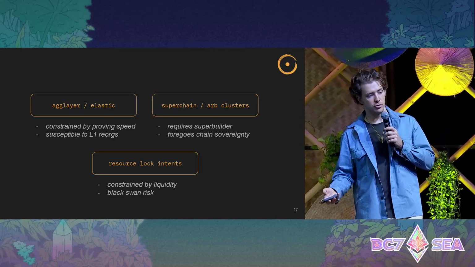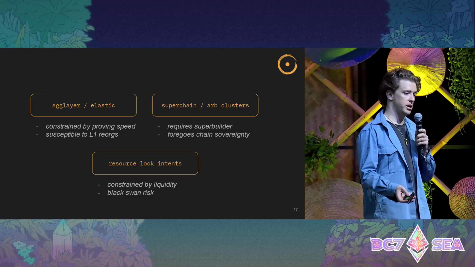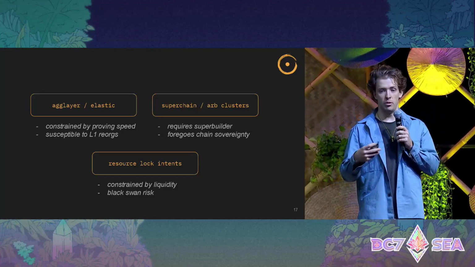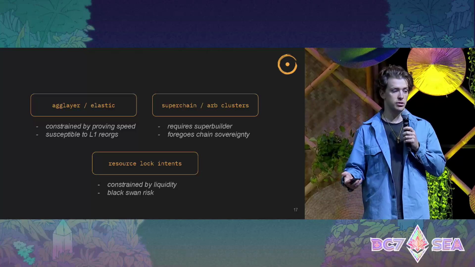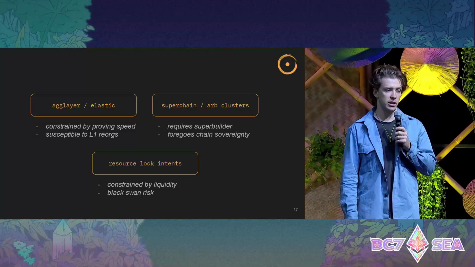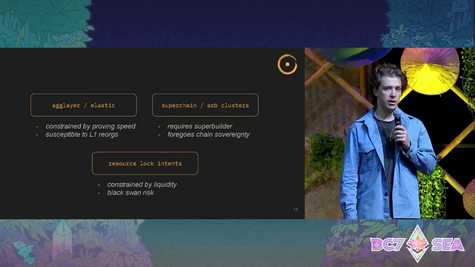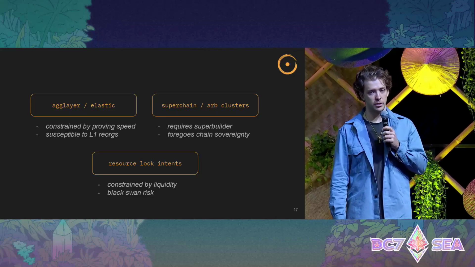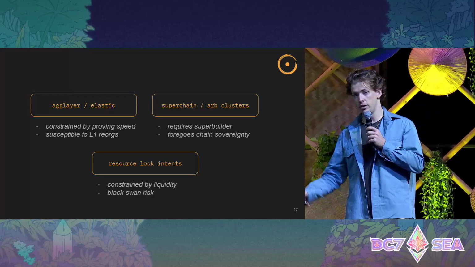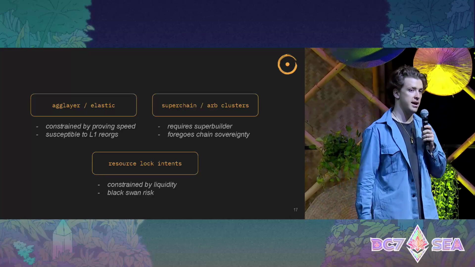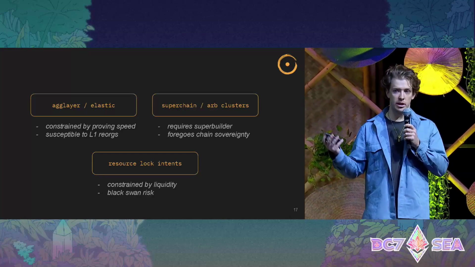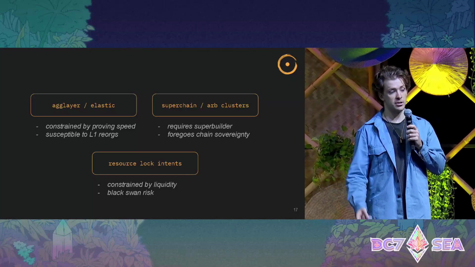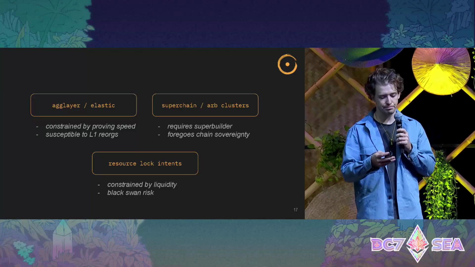What about resource lock intents? Do these have any trade-offs? Well, yes, they also have trade-offs. While they're not susceptible to some of these reorg issues because of the resource lock nature of it, they are constrained by the liquidity that's available through solvers, and they also are susceptible to black swan risks. For example, if all the liquidity ends up moving in one direction at the same time, the liquidity providers could shut down, and you would be unable to actually execute the transaction that you're looking for.